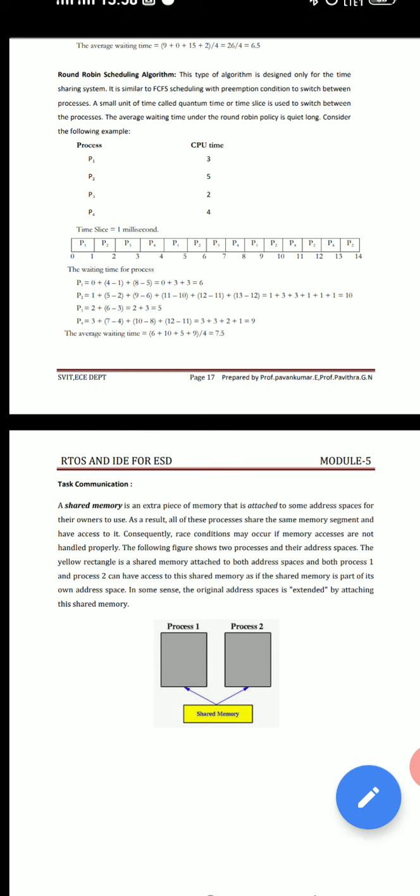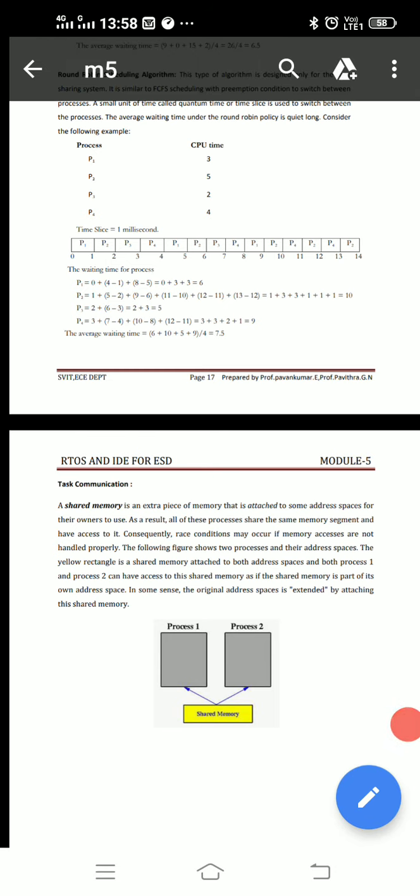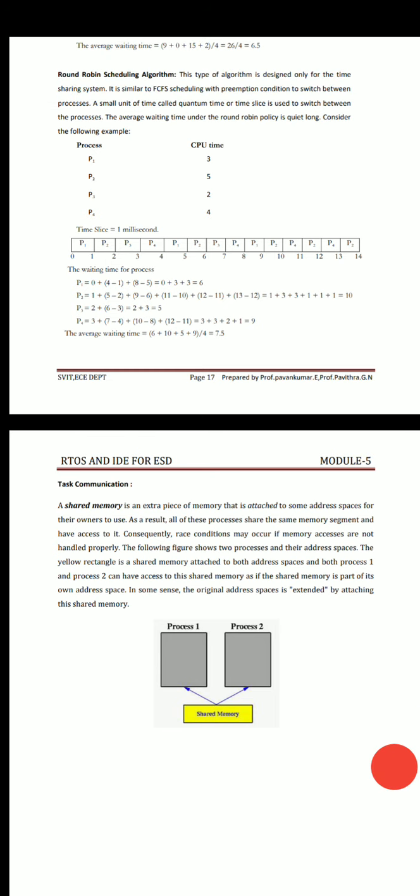The following figure shows two processes and their address spaces, and the yellow rectangle is the shared memory attached to both address spaces, of process 1 and process 2. Those two processes can access this shared memory as if it were a part of their own address space. In some sense, the original address space is extended by attaching this shared memory. Thank you.